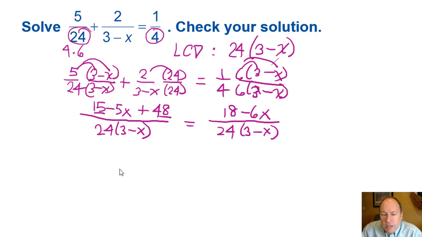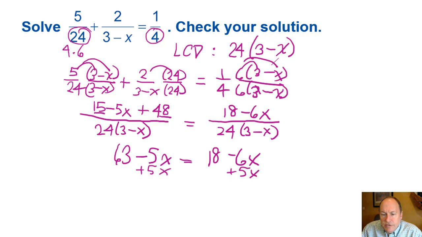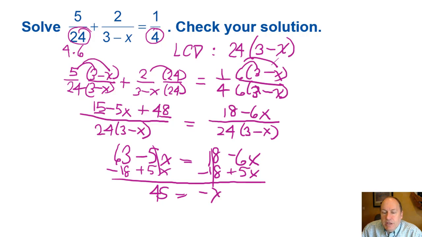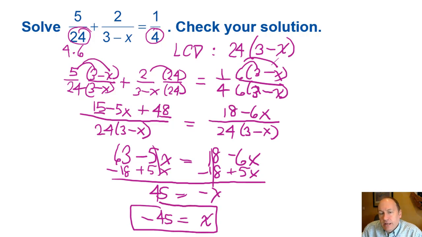So combining those like terms, we get 63 minus 5x in the left-hand numerator equals 18 minus 6x in the right-hand numerator. So we add 5x to both sides and subtract 18 from both sides, and we're going to get that 45 on the left side equals negative x, which means that when you divide by -1, x equals negative 45.